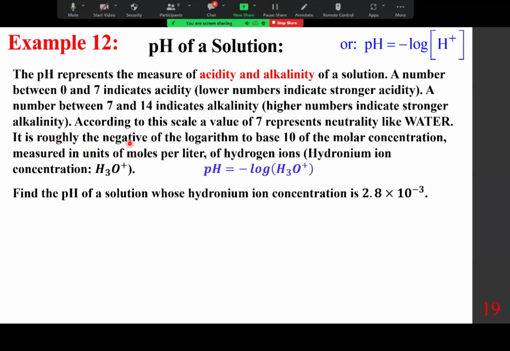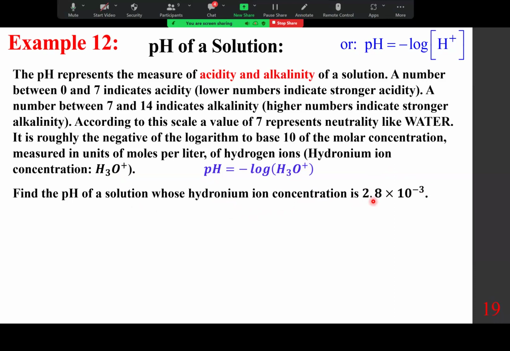It is roughly the negative of the log to base 10 of the molar concentration, measured in units of moles per liter, of hydronium ion concentration, which is represented in chemistry by H3O+. Sometimes they just use H+, either this or this format. So pH, by definition, has the following formula: minus log of H3O+, the hydronium ion. So find the pH of a solution whose hydronium ion concentration is given as such, 2.8 times 10 to the minus 3.